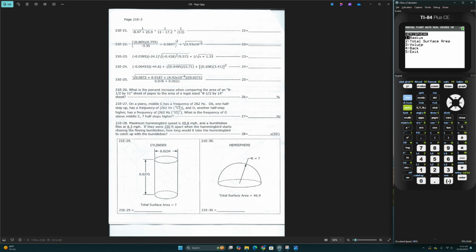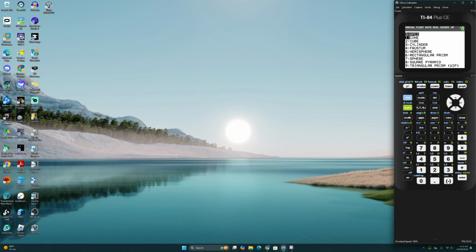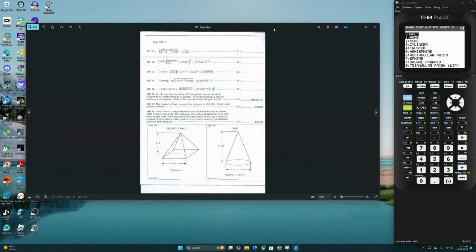Yeah, so it's a hemisphere, and you're given the total surface area. So it's 46.9, and you asked for the radius, so it's 2.23. Just like that. And then I only have one more test to go over, but y'all get the gist.